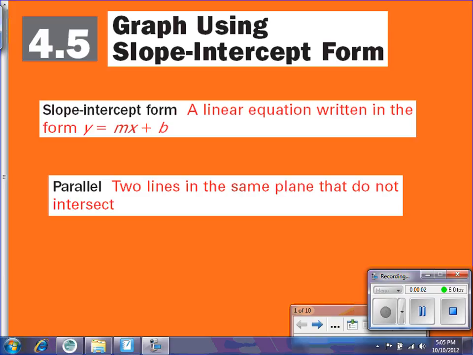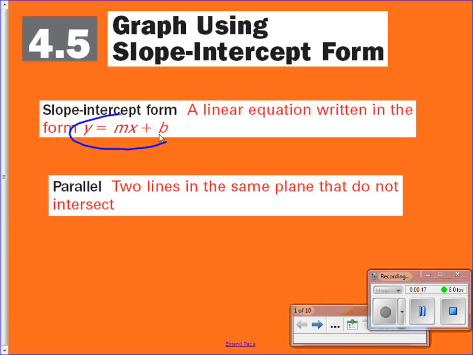Okay, this is 4.5, graphing using the slope-intercept form. You should recognize the slope-intercept form, and it is just like how we had function form, it's a different way to show an equation. This is your slope-intercept form. It is always y equals mx plus b, always. Notice this is in function form because y is by itself.